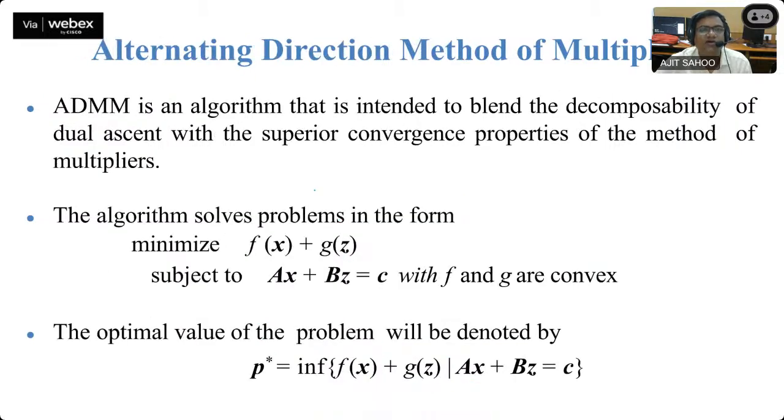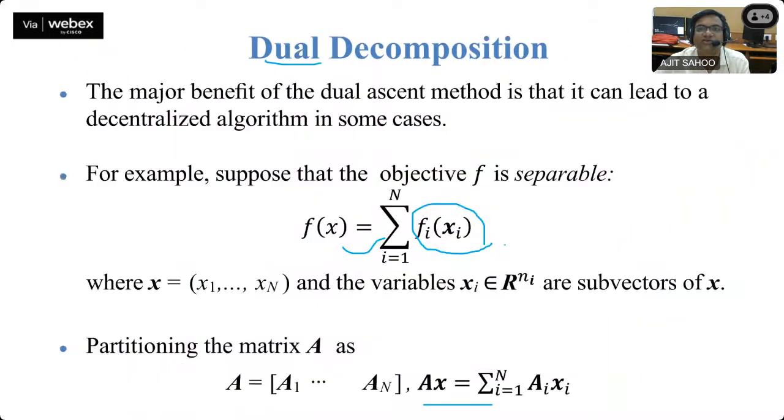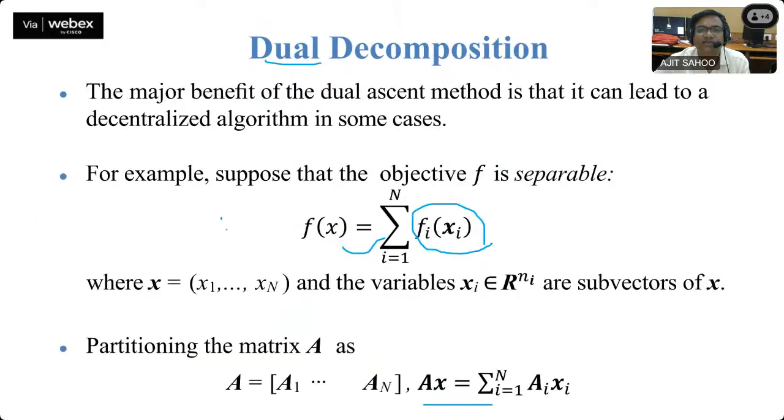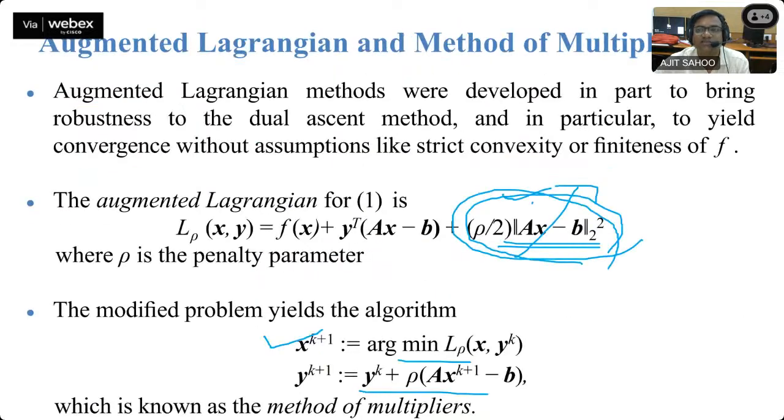Then we'll go for the alternating direction method of multipliers. So you see, in the case of the method of multipliers, what is the problem? Because these two terms are coupled here, it cannot go for decomposition, unlike the earlier case, the dual ascent method, which can go for decomposition. In this augmented Lagrangian method, because these two are coupled, you cannot separate them. That is the problem with the method of multipliers, or the augmented Lagrangian method.